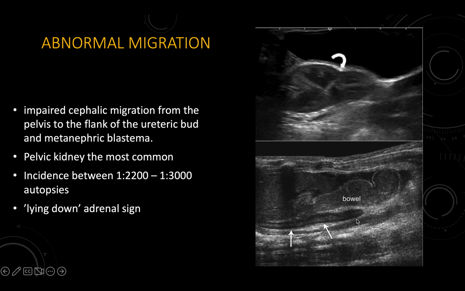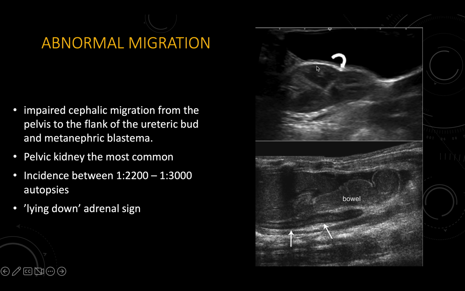Now, let us go to abnormal migration, which is basically because of impairment in the cephalic migration from the pelvis to the flank during embryology, and thus it causes the pelvic kidney. What we see in the pelvic kidney is a normal kidney but in the wrong location. This is a kidney located just posterior to the urinary bladder.